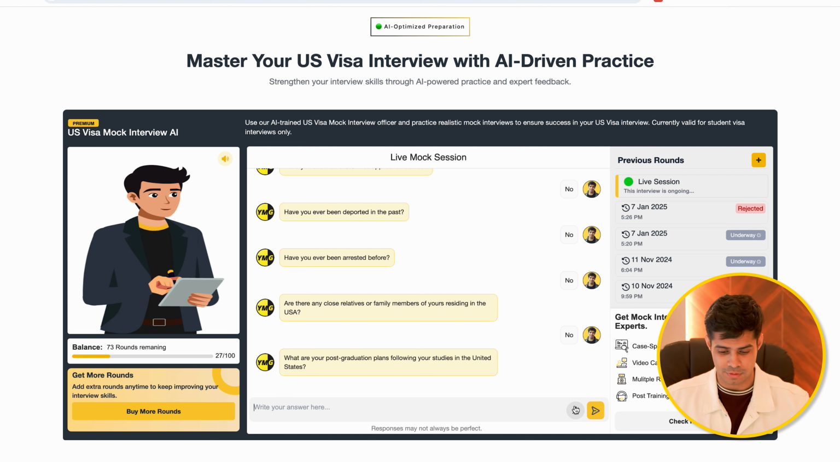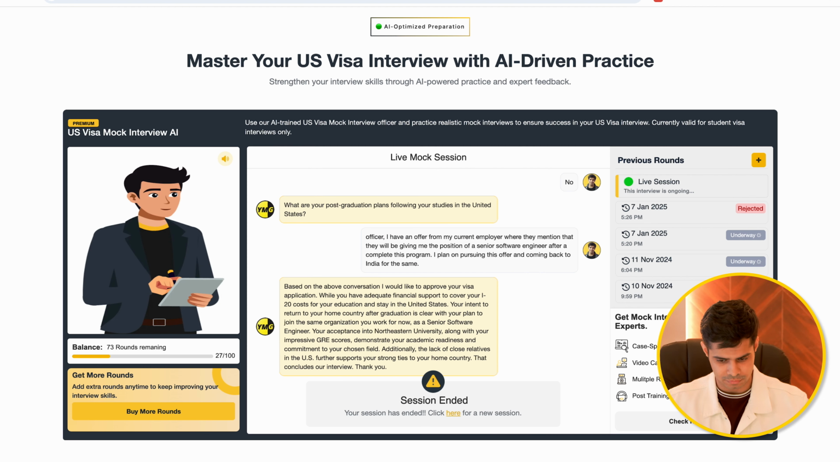So, officer, I have an offer from my current employer where they mentioned that they will be giving me the position of a senior software engineer after I complete this program. Okay, so let's just verify everything's proper. Officer, I have an offer from my current employer where they mention that they will be giving me the position of a senior software engineer after I complete the program. I plan on pursuing this offer and coming back to India for the same.